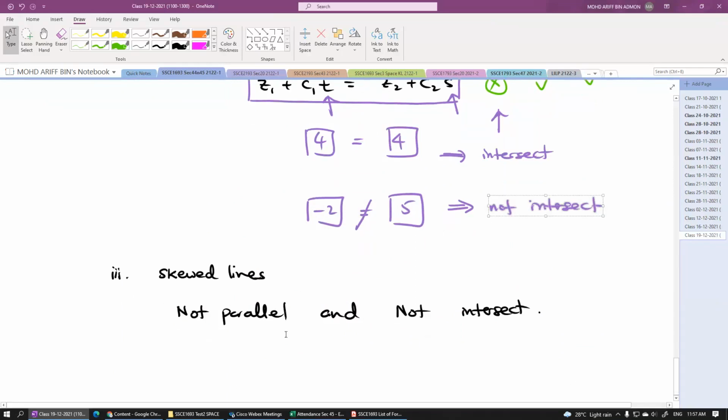For example, you are having it like this. This is one line, this is another line, and they are actually not parallel, a little bit of slope, kind of like this. They are not parallel and they never intersect. That is skewed lines.